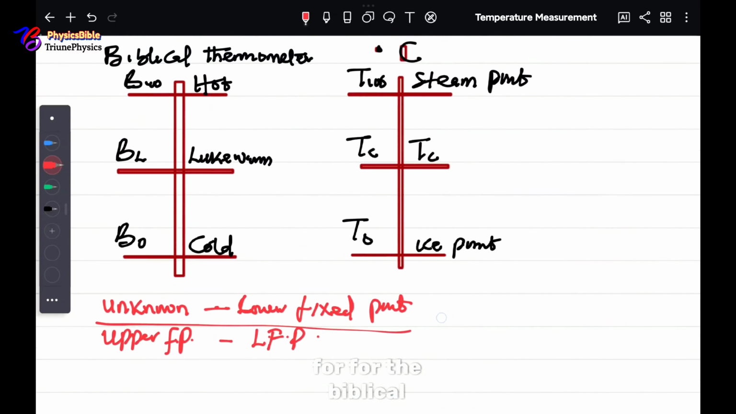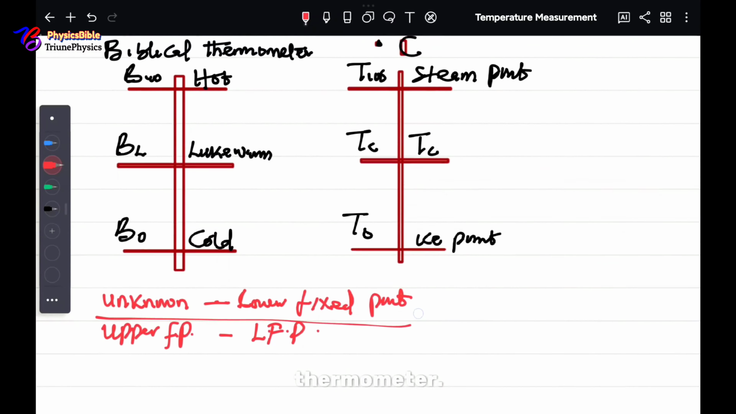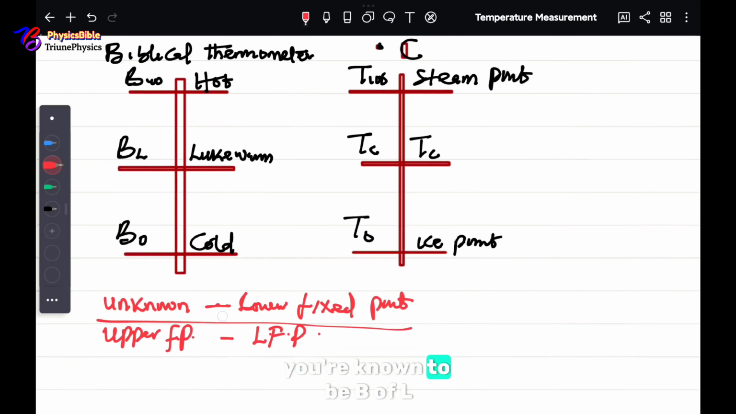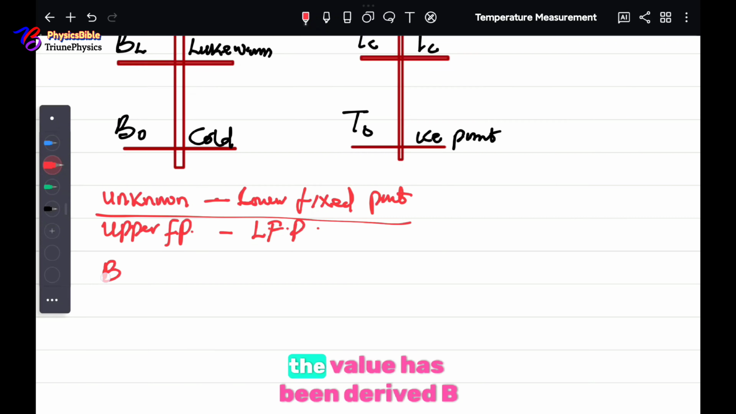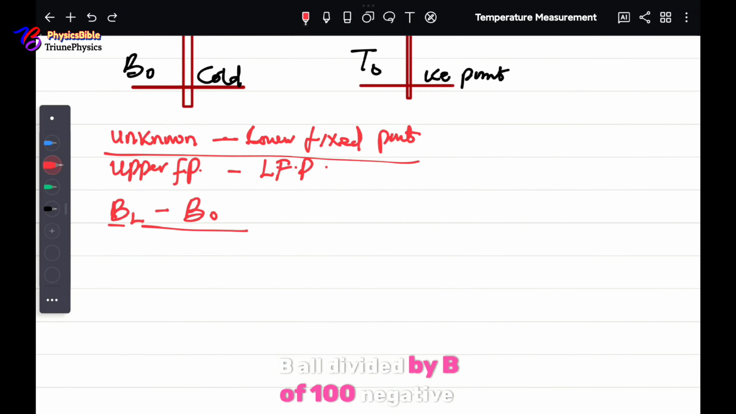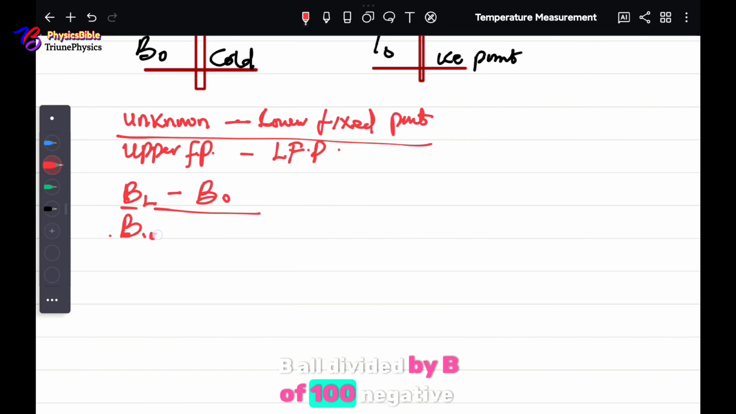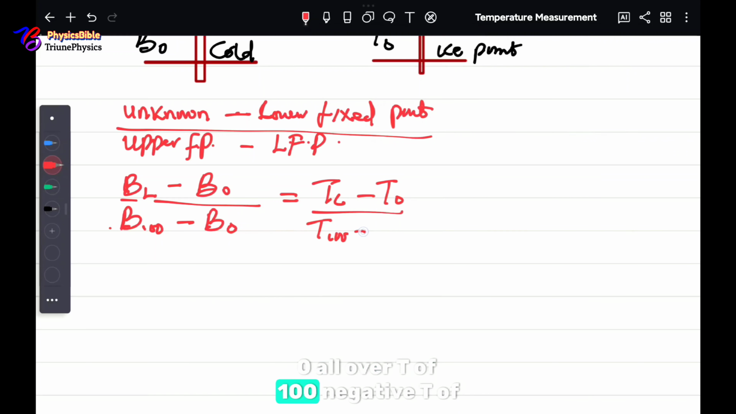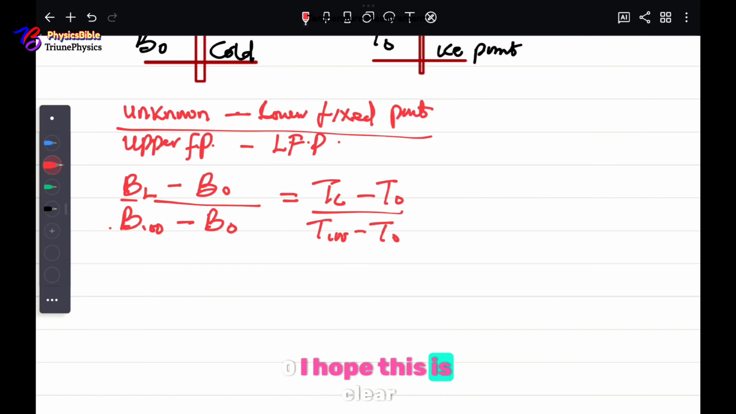So by so doing, let's substitute for the biblical thermometer. If we want to derive the equation by substituting into this equation now, you have what? Your known to be B of L, which is lukewarmness. Now, the value has been derived. B of L negative B of 0, all divided by B of 100 negative B of 0. This will now equal T of C negative T of 0 all over T of 100 negative T of 0. I hope this is clear.